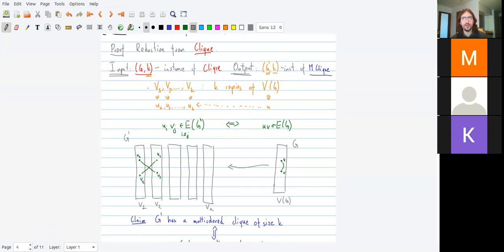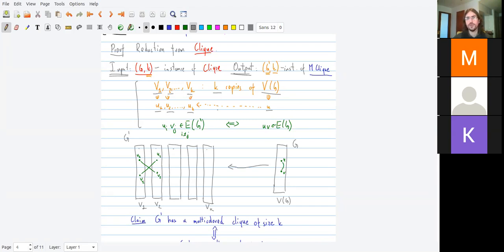So here is a formal definition, but let's look at the picture. I start with G, here is V of G, right? And I make K copies of the vertex set of G and call them V1, V2, up to Vk. So V1, V2, Vk are the K copies of the vertex set of G. Now this means that every vertex u of G corresponds to K copies, one in each of the copies of V. So we've got u1 here, u2 here, u3 here, and so on, uk here.